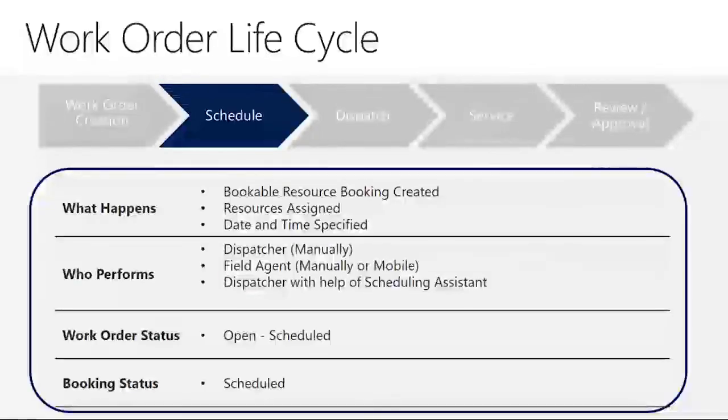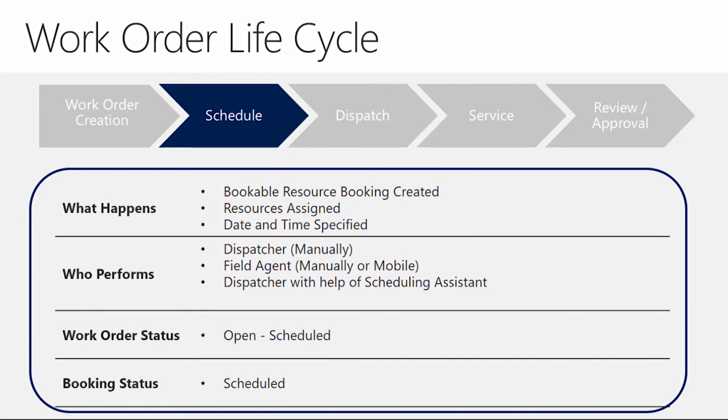Now, when we go into scheduling it, somebody goes out onto the schedule board and actually defines how to schedule it. What ends up happening is a record called a bookable resource booking is created, which defines the actual resource that is going to be carrying out this work order and whatever specific date and time has been specified. Now, this could be done through a few different situations. The dispatcher could manually do it as part of the schedule board. The field agent could schedule it either manually or on the mobile device, or the scheduler might do it with help of the scheduling assistant or even the resource optimization routing engine that's available as well.